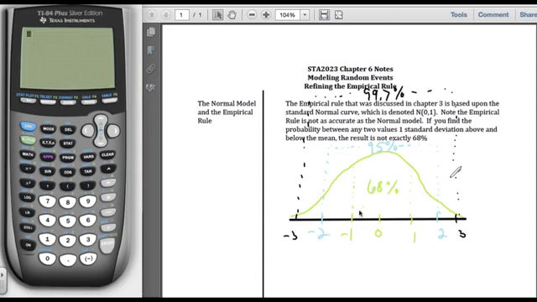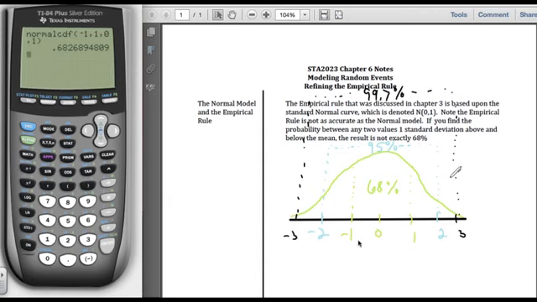And we could calculate this. I'm going to find this area between -1 and 1, so I could use normal CDF. Go to second VARS, number 2. If I have a left bound of -1, a right bound of +1, mean of 0, and a standard deviation of 1, you'll see that we get 68.27%. Not exactly 68%.